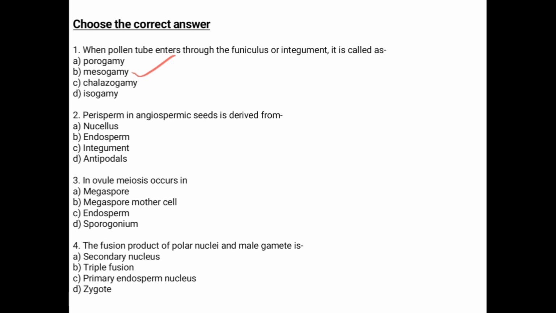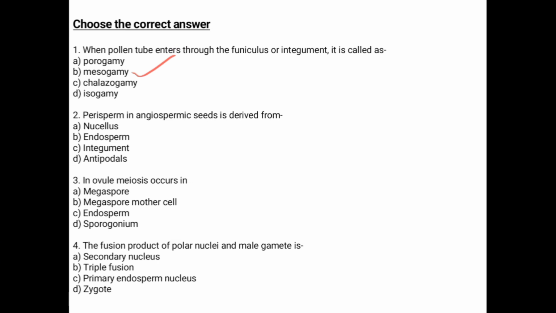Example, Casuarina. Then isogamy is a reproductive system where all gametes are morphologically similar, particularly in terms of size, and there is no separation into male and female gametes. Examples: algae like Ulothrix, etc.